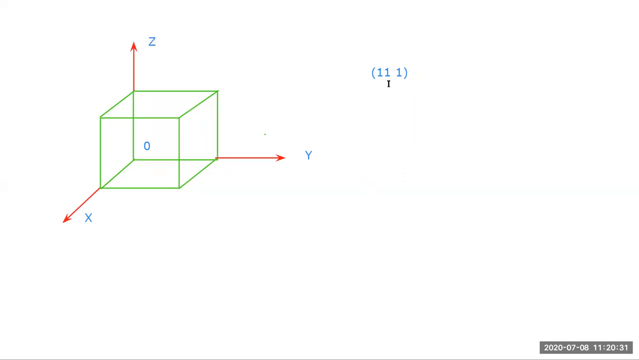Then indicate the points 1 1 1. In the x direction it is 1, so this is the 1 point. Then in the y direction again 1, and in the z direction again 1. Join these points with a line. So it is nothing but a triangle.